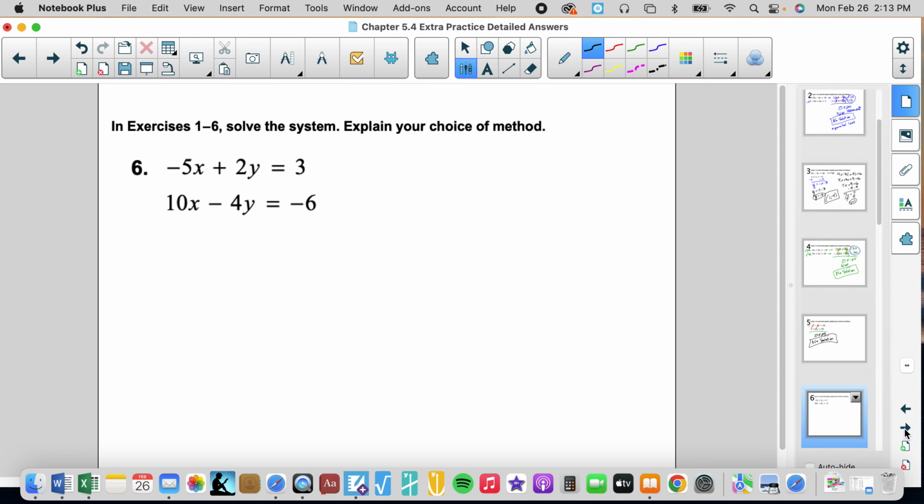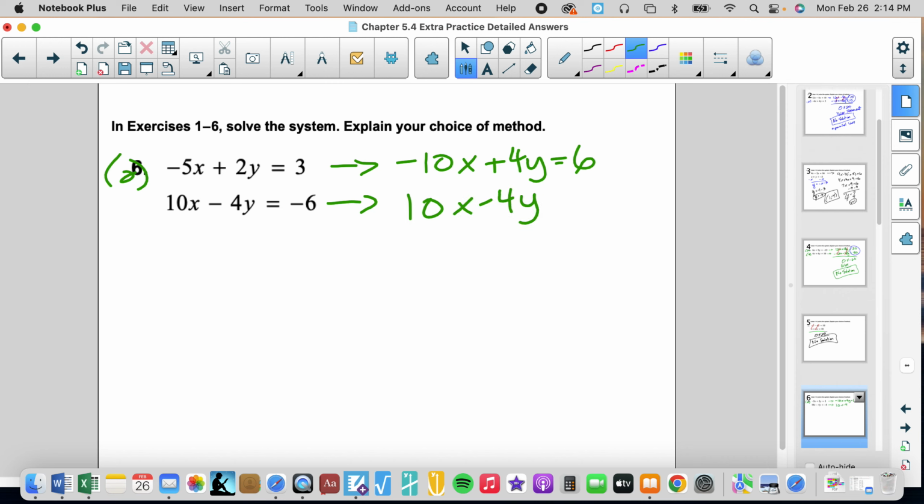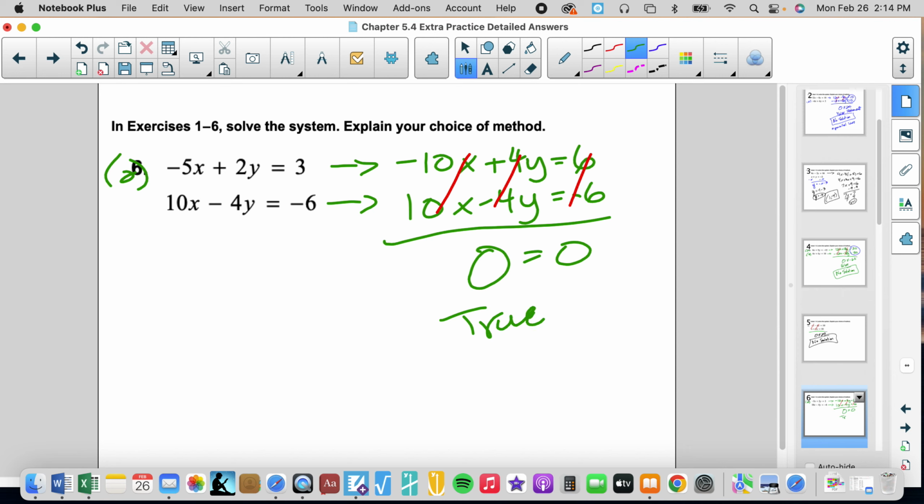All right, just checking, I don't want to assume. So I'm going to multiply the top equation by 2, and we get -10x plus 4y equals 6. We're going to bring this equation, 10x minus 4y equals -6. Cancels, cancels, cancels. Leaves me with 0 equals 0, which is true. So I'm going to do what they say, infinite number of solutions.